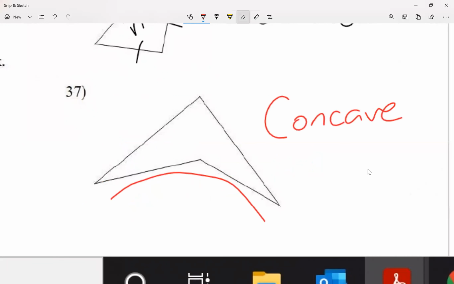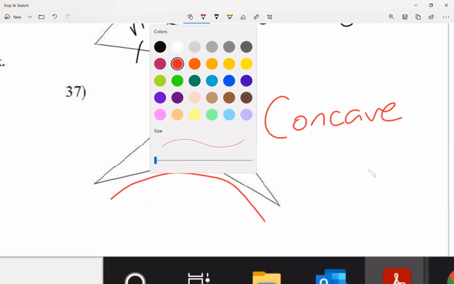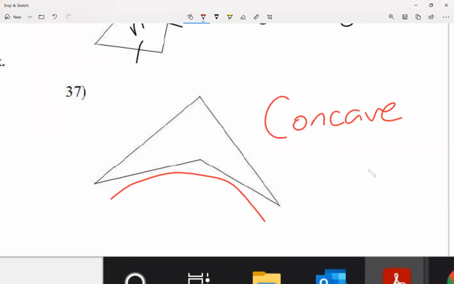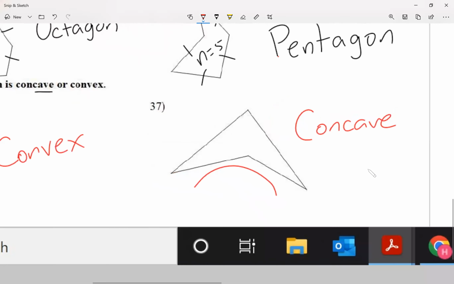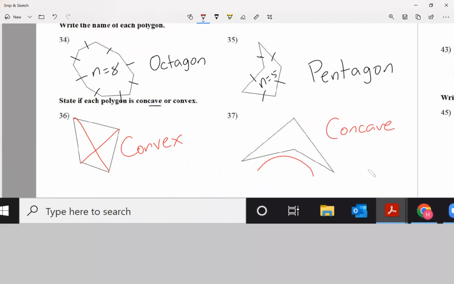Another way we can find a dent is to find a diagonal, but part of your diagonal, or probably all of it, happens to go outside. Look, I can come up with a diagonal that goes outside of the picture. There's my diagonal that goes outside of the polygon. So as soon as you get one diagonal that goes outside, that's a concave. Or you could have just seen it, oh, it has a dent. Either way, you can find out for a concave. If it doesn't have a dent, it's convex.